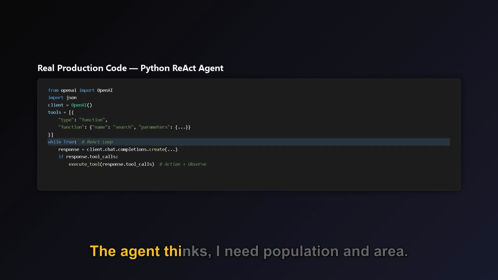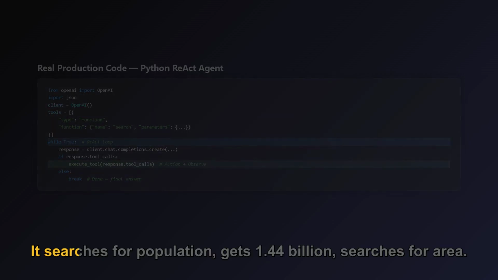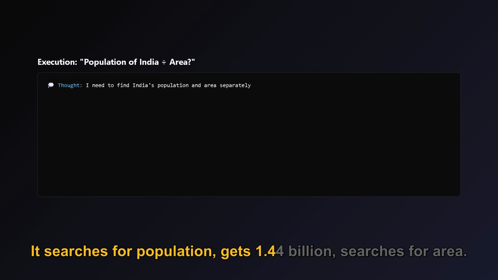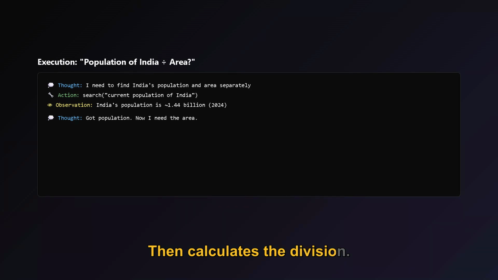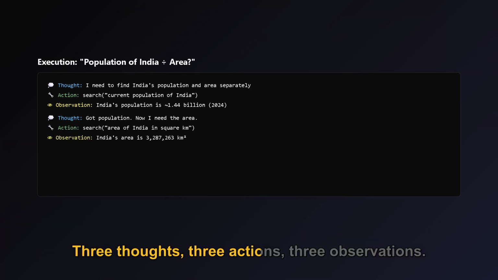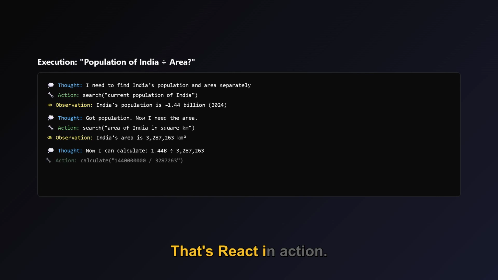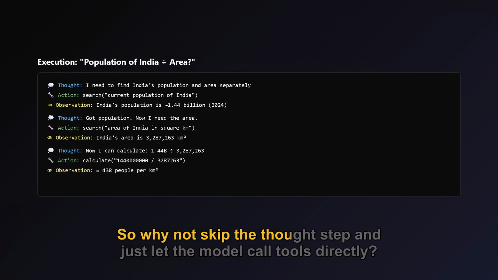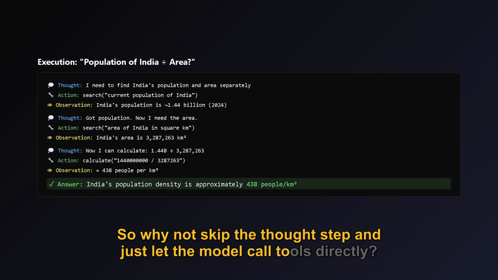The agent thinks, I need population and area. It searches for population, gets 1.44 billion, searches for area, then calculates the division. 3 thoughts, 3 actions, 3 observations. That's ReAct in action. So why not skip the thought step and just let the model call tools directly?